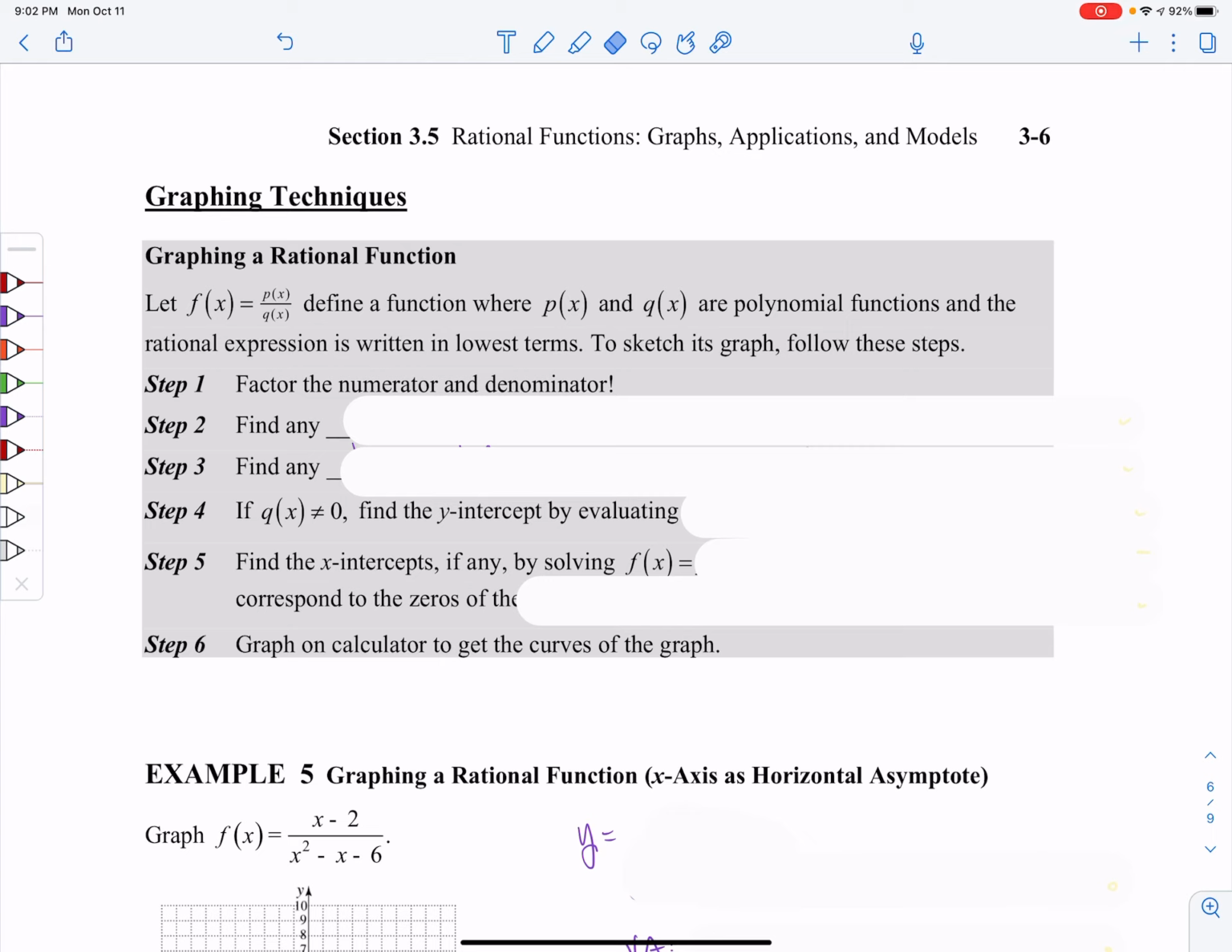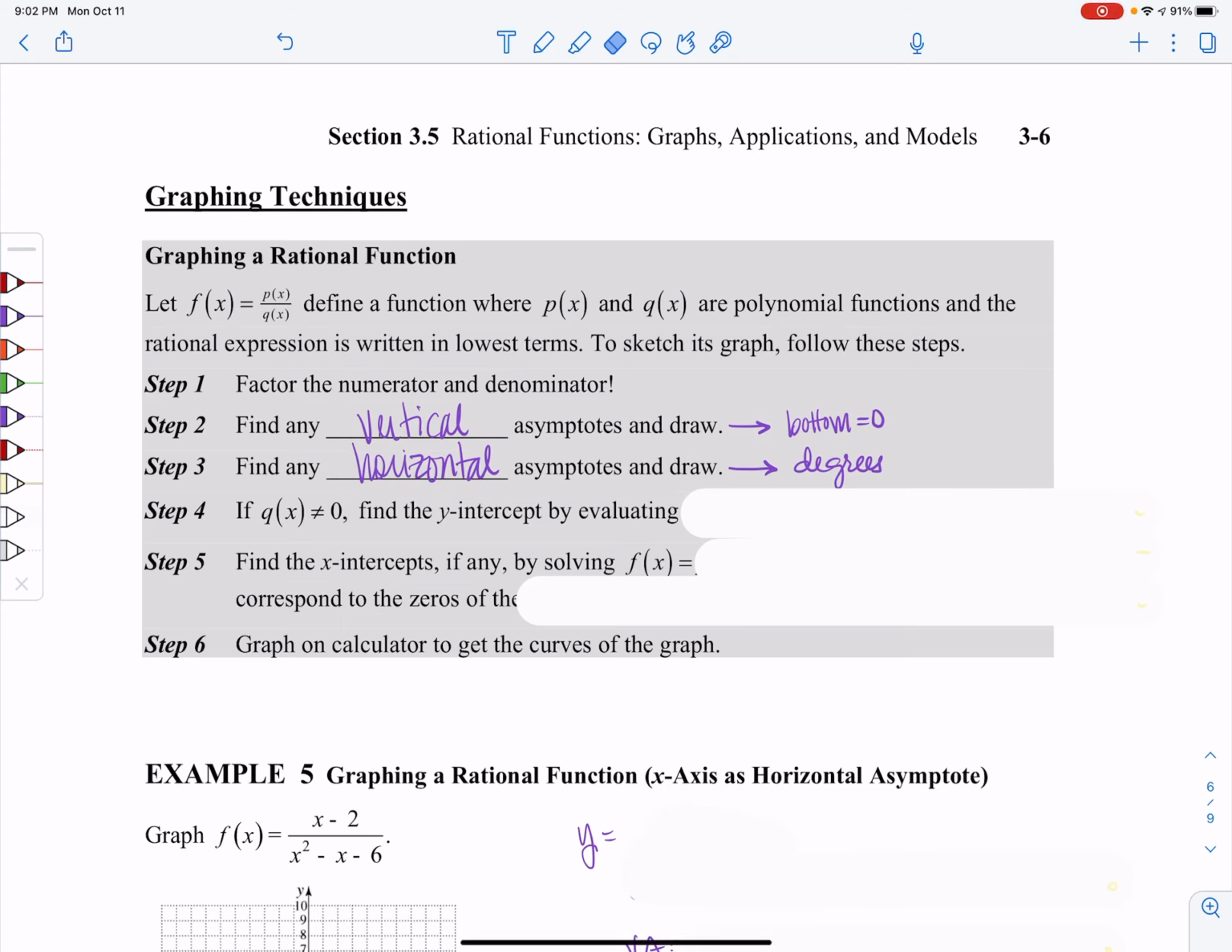The second thing that you're going to want to do is find any vertical asymptotes. You remember you do that by looking at whatever makes the bottom zero. Thirdly, you want to find any horizontal asymptotes. The way that you do that, remember, is to look at the degrees. Which degree is higher, the one on top, the one on bottom, or are they equal to each other?